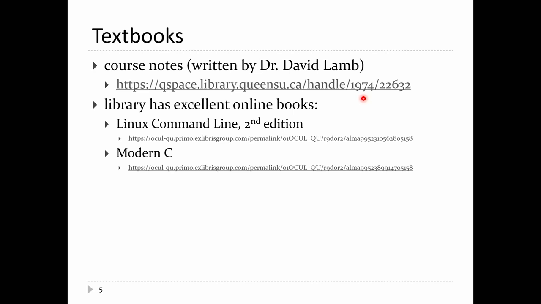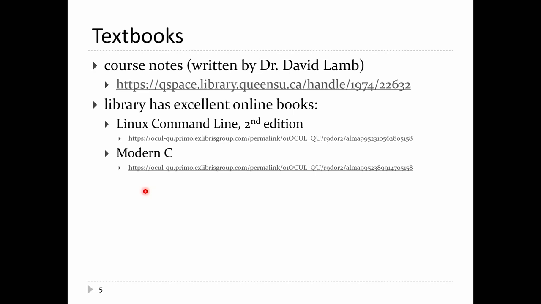The library has excellent online books. For the two that I've listed there, you don't have to copy down the URL, just look at the lecture slide later. It's also going to be on OnCue. There are two excellent online books, and as far as I know, there's no restriction on how many students can look at the book at the same time. The Linux Command Line, second edition, is a very well-reviewed and loved book. And Modern C is another very well-reviewed book for C.